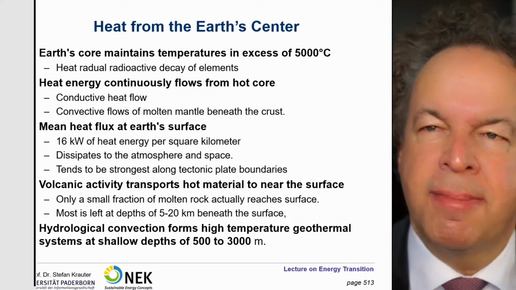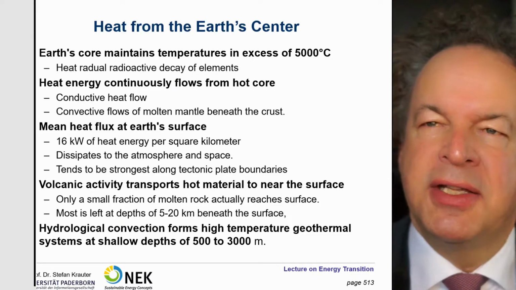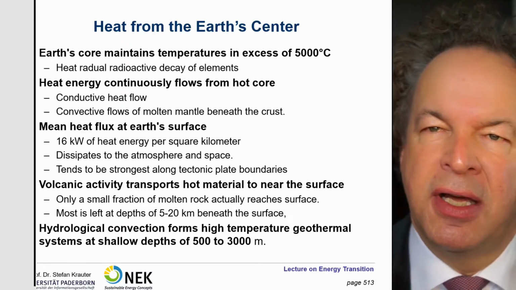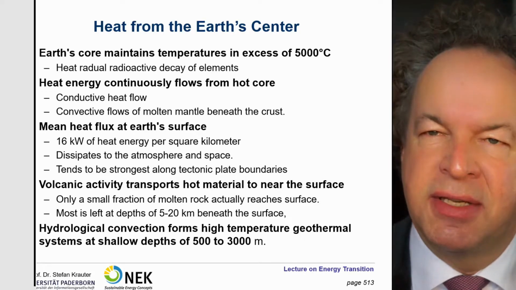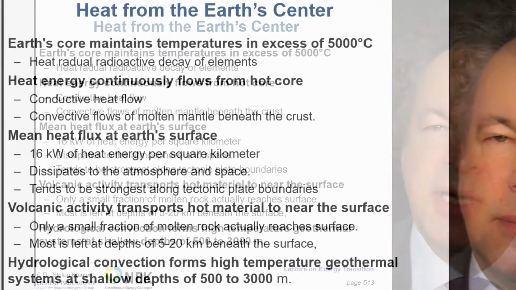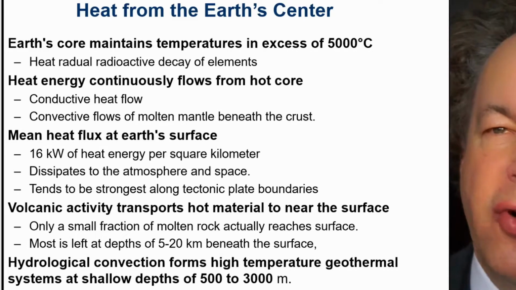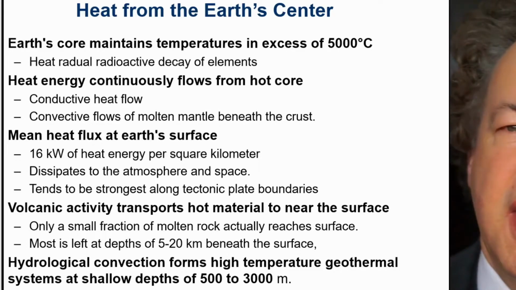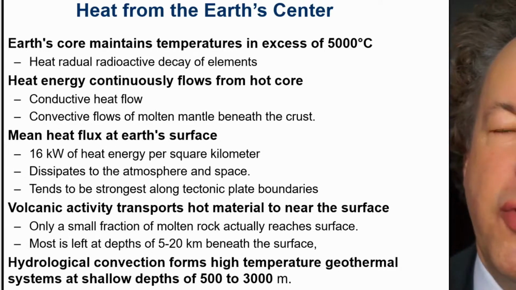Where does the heat come from? A lot of the Earth contains temperatures in excess of 5,000 degrees Celsius. Radioactive decay of elements is the source for that. The heat energy continuously flows from the hot core. It's conductive heat flow, and convective flows of molten mantle beneath the Earth's crust. The mean heat flux at the Earth's surface is 16 kilowatts of heat per square kilometer. It dissipates to the atmosphere and space later, and tends to be strongest along tectonic plate boundaries.